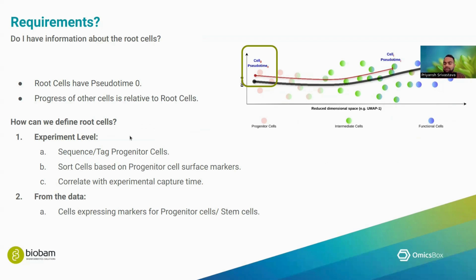So how can you define these root cells? There are different methods which you can use, but basically you can divide them into two categories. You can either define them at the experimental level by sequencing or tagging your progenitor cells, or sorting cells based upon the progenitor cell surface markers, or you can correlate your experimental design with experimental capture time. Or let's say your experimental design did not allow you to tag them before or define root cells. Once you have performed the sequencing and you have the data, you can look for cells which are expressing the markers for the progenitor or stem cell-like genes, and then you can put those cells as the root cells. We will see that in the demonstration.